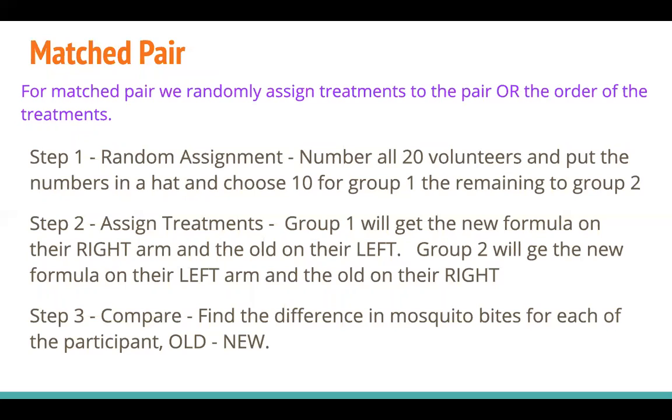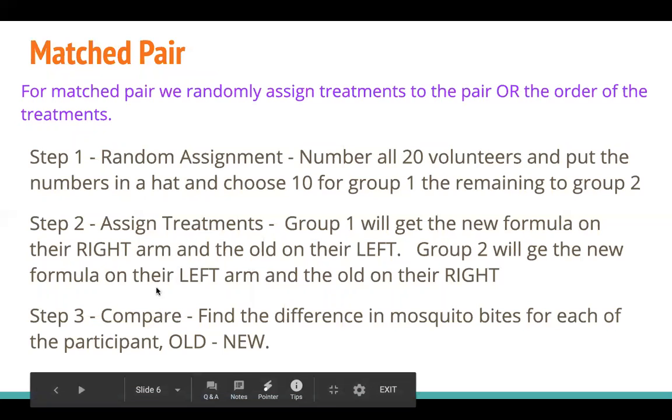And I randomly assign because there are things that I might not think of. Maybe there are more right-handed people and they're more likely to swat away the mosquitoes with their right than with their left, or some other factor that I haven't thought about. Random assignment takes care of variables that I haven't thought about. So I still need to use random assignment.